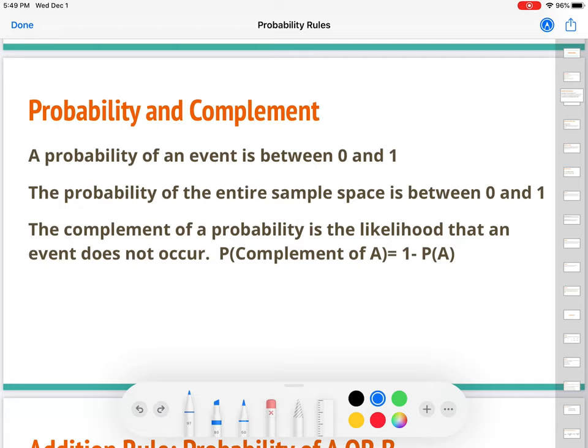We also use the term complement of a probability. That's the likelihood that the event does not occur. And since all the probability is between 0 and 1, we take 1 minus the probability of the event to get the complement of A. So if we're rolling a die and our probability of getting a 1 is 1/6, the complement of that would be 5/6, because we have a 5/6 chance of not getting a 1.